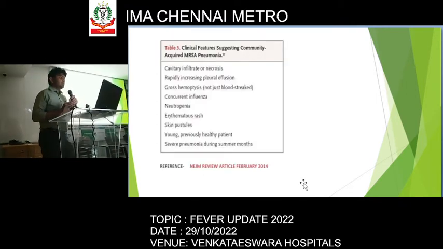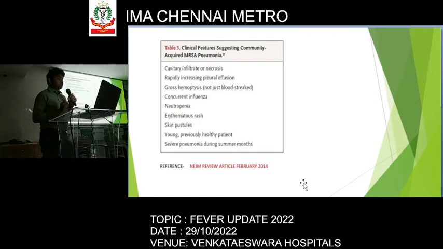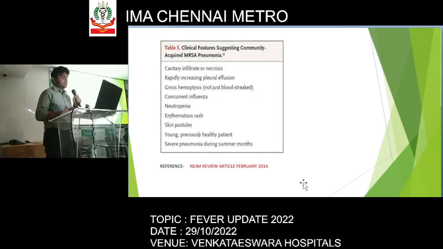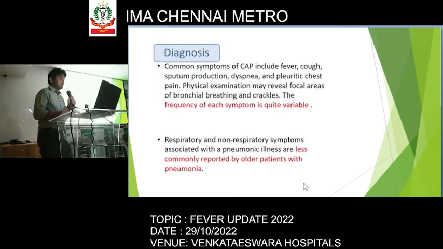The clinical features suggesting an MRSA pathogen in community-acquired pneumonia are cavitatory infiltrates or necrosis, rapidly increasing pleural effusion, gross hemoptysis, concurrent influenza, neutropenia, erythematous rash, skin pustules, younger previously healthy patients, and severe pneumonia during summer months. These are the common signs we look for to suspect an MRSA pathogen in community-acquired pneumonia. And we'll go to the diagnostic part now.